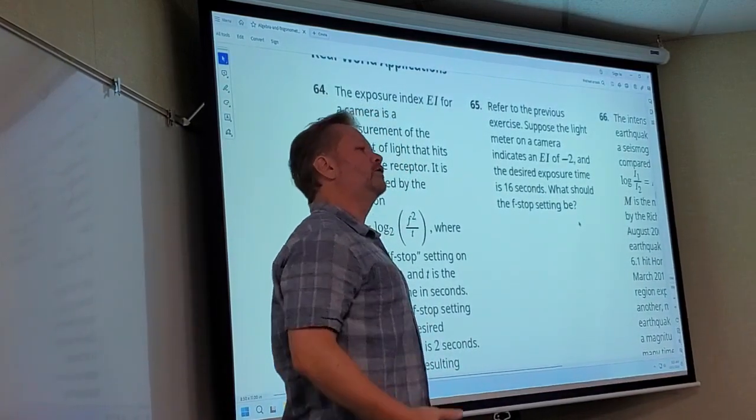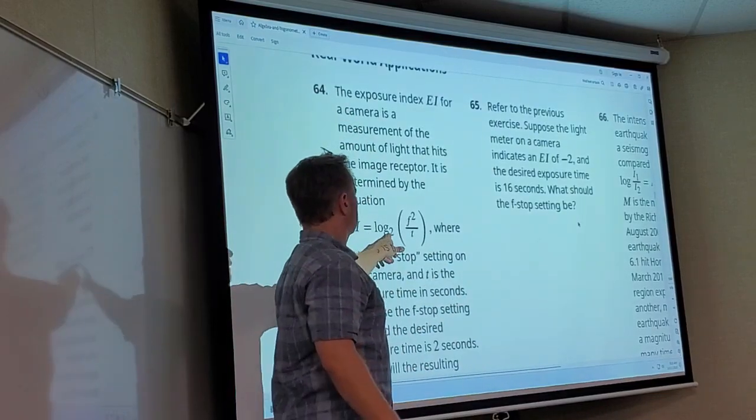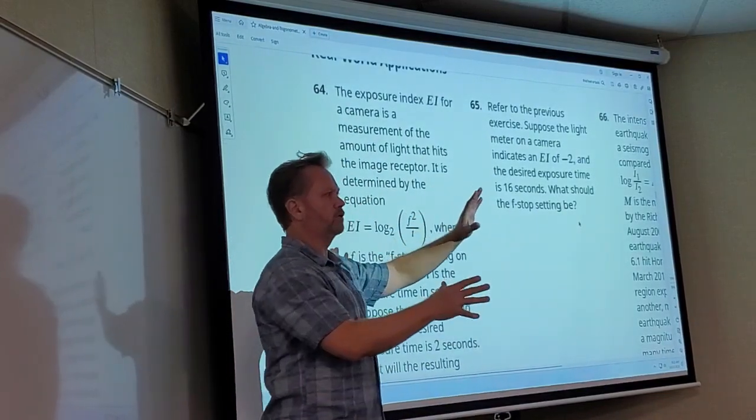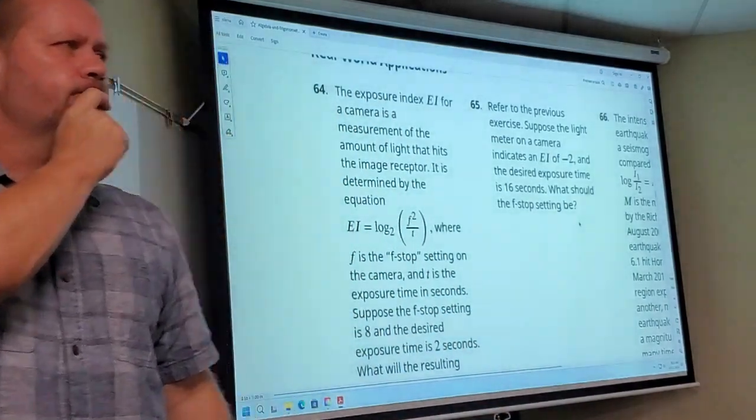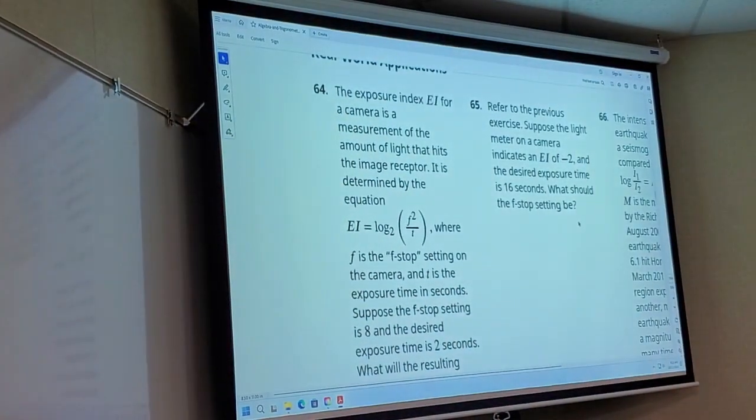How do I do that? I have to rewrite it, log into an exponential. Is that right?